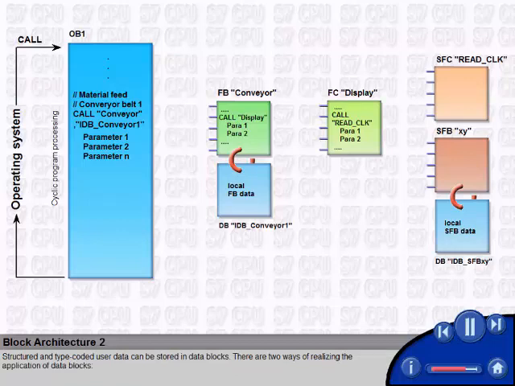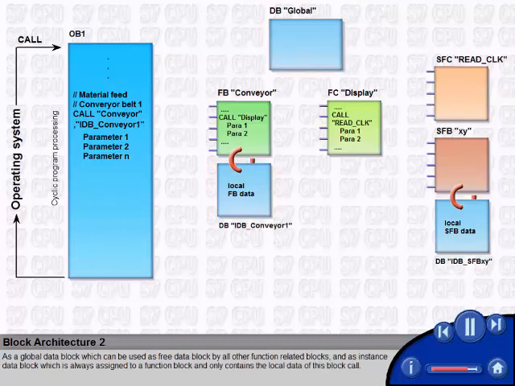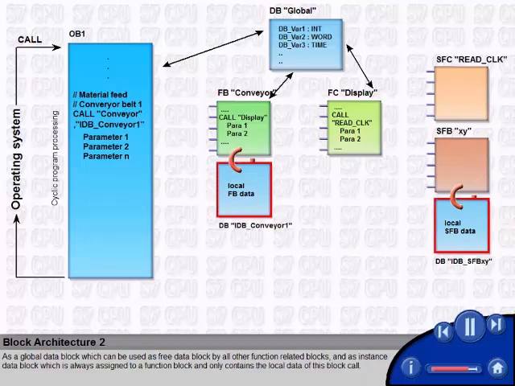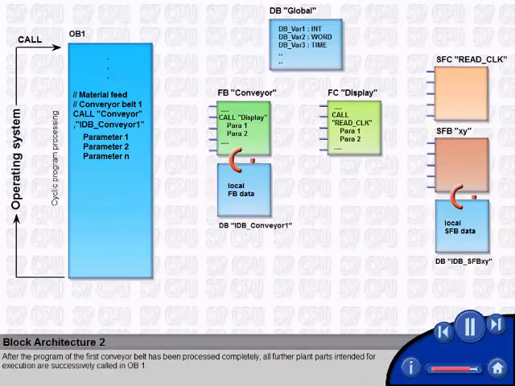Structured and type-coded user data can be stored in data blocks. There are two ways of realizing the application of data blocks. As a global data block, which can be used as free data block by all other function-related blocks, and as instance data block, which is always assigned to a function block and only contains the local data of this block call. After the program of the first conveyor belt has been processed completely, all further plant parts intended for execution are successively called in OB1.